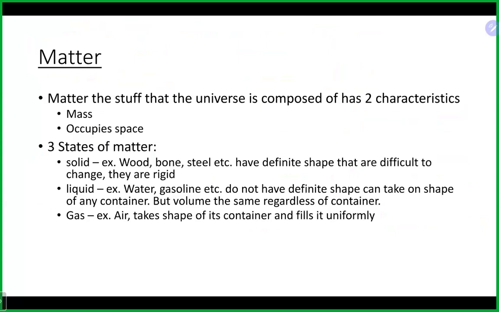All right. So obviously we just touched upon this, but officially, matter is the stuff that the universe is composed of. It basically has two characteristics: it has mass and occupies space. As we just saw, a solid has a definite shape and it's very difficult to change it. They're very rigid. Obviously, something like the desk here, you can't just easily fold it up on itself. So it's very rigid, very hard.